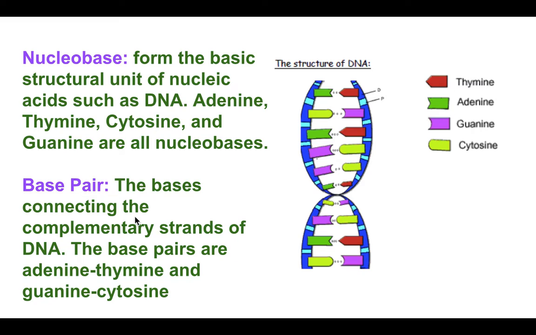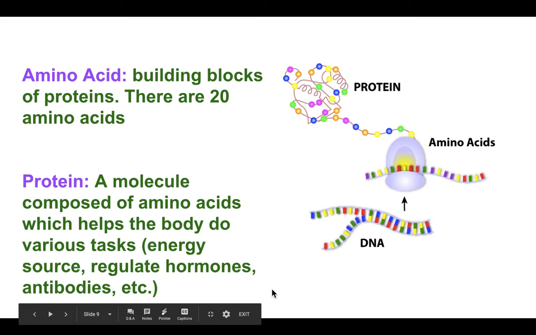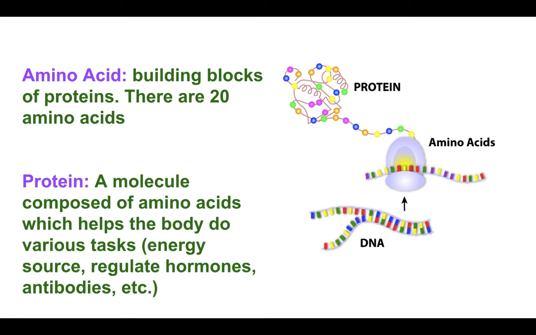So the base pair, the bases connecting the complementary strands of DNA, those base pairs are adenine-thymine and guanine-cytosine. Those are the only ones that pair together. Make sure you know that. So an amino acid is a building block of proteins. Amino acids put together make proteins. And there are 20 amino acids. We'll get to that in a second. And then a protein is a molecule composed of those amino acids, which helps the body do various tasks. So it's a source of energy, regulates hormones, antibodies. Those are all examples of proteins.